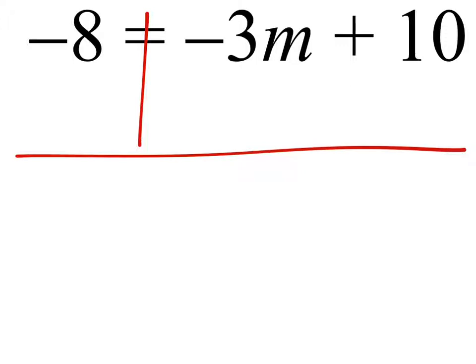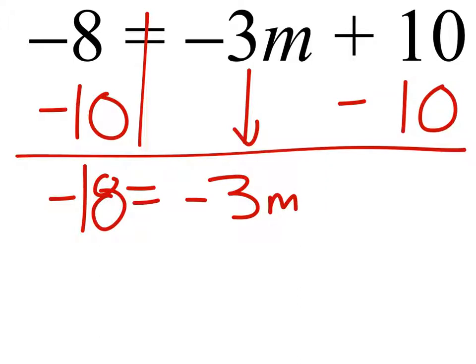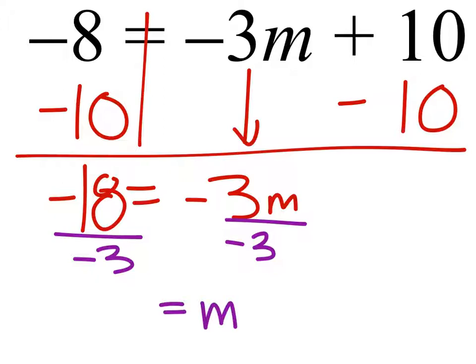That's correct. Let's get rid of that 10 by subtracting a 10. But if we do it to one side, we got to do it to both sides. We're going to drop this negative 3m. And this equals negative 8 minus 10? 18. Negative 18. Now how do we get this to be a 1m? What do we got to do to that negative 3? Divide by negative 3. So m now equals 6.